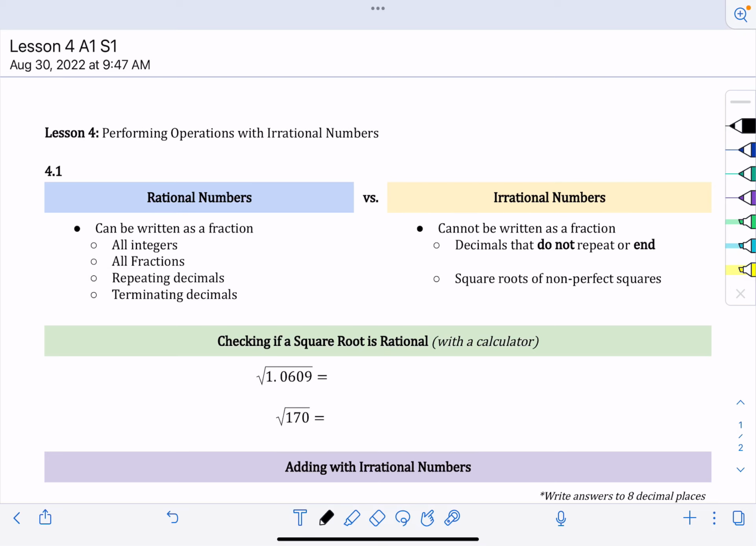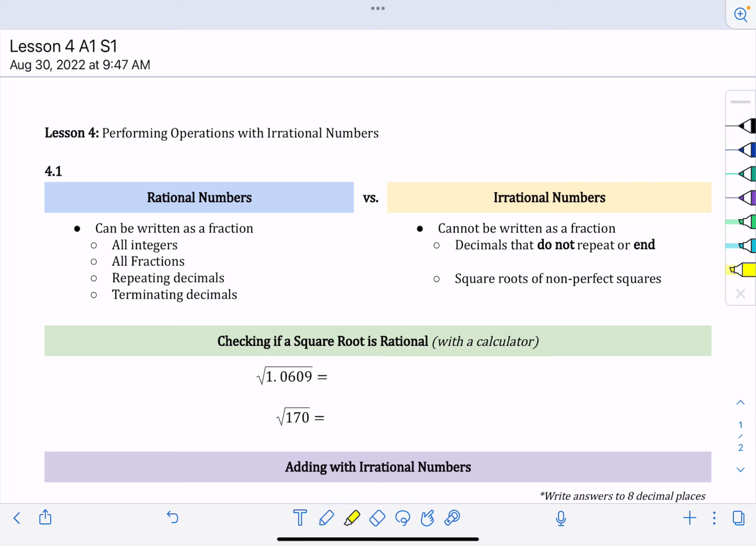Lesson 4 is performing operations with irrational numbers, and before we get into the operations, we want to compare rational numbers with irrational numbers. So rational numbers are on the left side of the page under that blue header, and this first section goes with 4.1 or the 4.1 workbook.